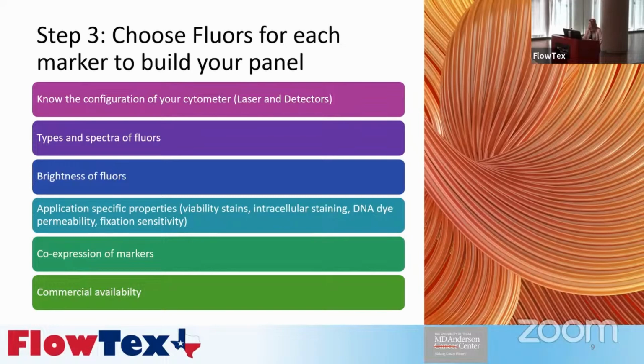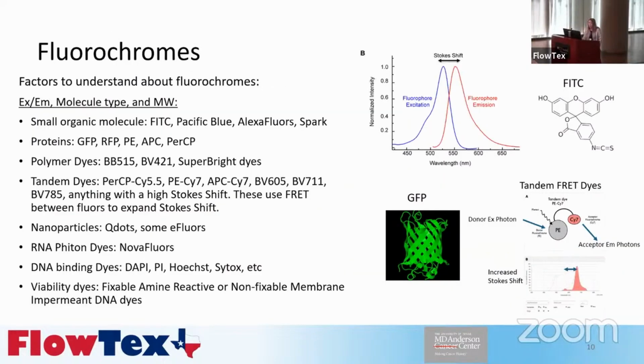You should also think about application specific properties like you heard about in the last few talks from this morning, where you want to think about your viability and your intracellular staining. Some fluors are going to be better for that kind of intracellular staining. Like we like small molecules for that if possible. You also need to consider the co-expression of markers and how much signal you're going to lose by co-expression and closely related fluors. Also, I want to focus all the time on commercially available reagents as much as you can. You can do custom conjugates, but you're not going to want to do a lot of custom conjugations.